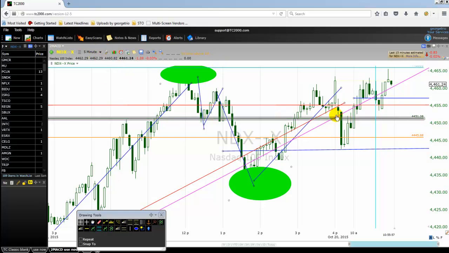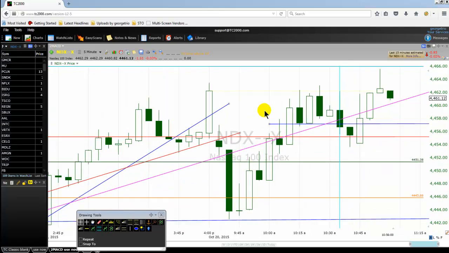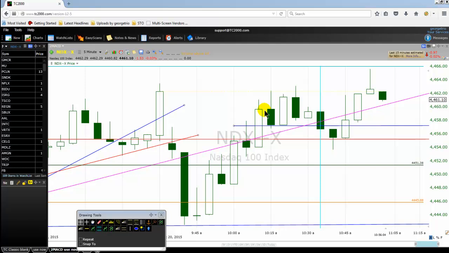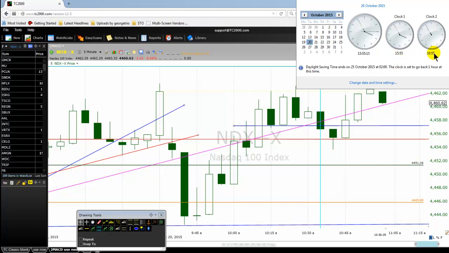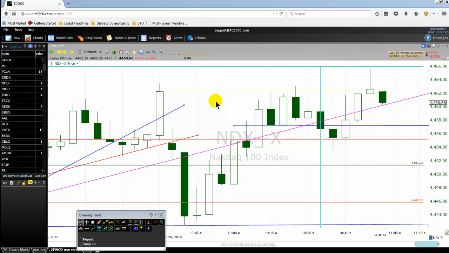We are still on the 5-minute time frame now. The time in London is 55 minutes past 3 p.m. In New York, 55 minutes past 10 a.m. Still in two trades, trading live the Nasdaq 100 index.